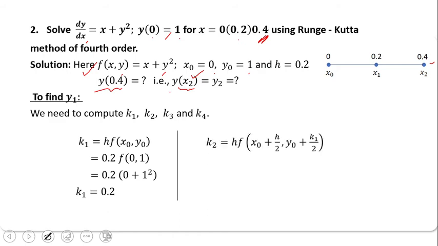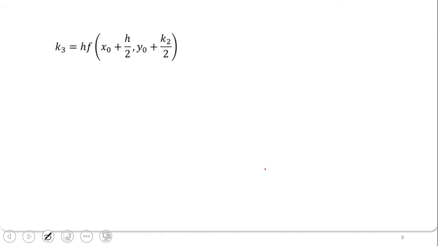Now write down the formula for k2. k2 is h times f of x0 plus h by 2, y0 plus k1 by 2. Now substitute the values of h, x0, y0 and k1 here. Then it is 0.2 times f of 0.1, 1.1. To get f of 0.1, 1.1, put x is equal to 0.1 and y is equal to 1.1 in the formula for f of x, y. Then it is equal to 0.2 times 0.1 plus 1.1 square. If we simplify this, it will be 0.262. So k2 is 0.262.